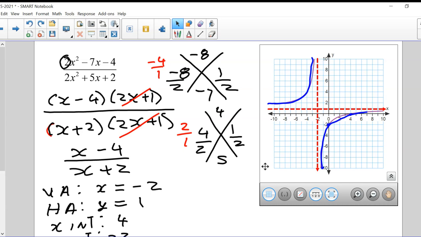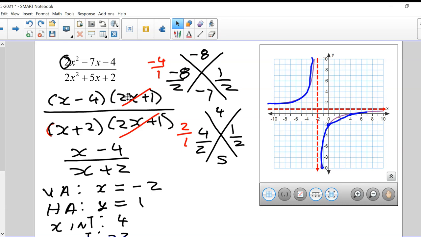Now, on a serious note, there is a hole in this function. Can anybody tell me where that hole is? What's the x value of where that hole is? The smartboard doesn't show it very well. Smartboard doesn't show it at all, right? But there is a hole in the function, and I want to make sure I draw that in. So where would I find that hole? Where is the x value of that hole?